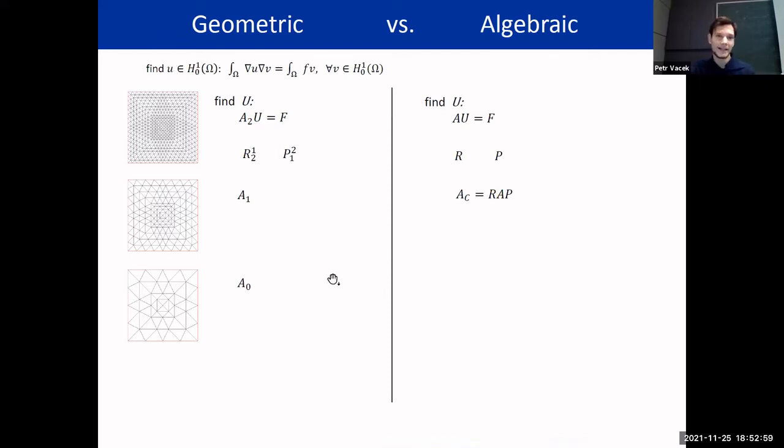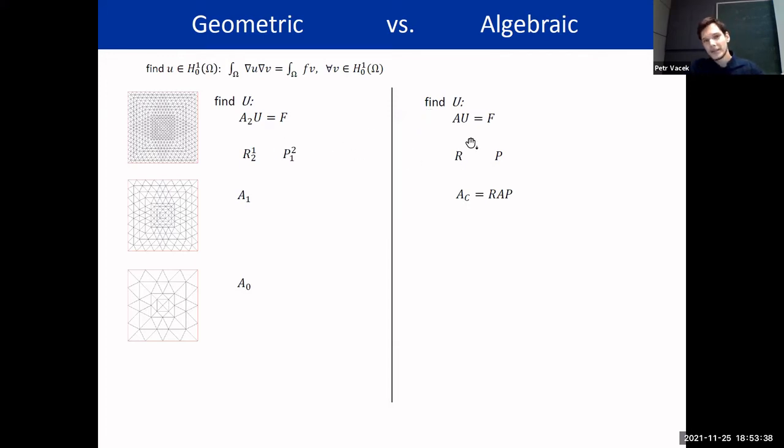Okay, now as an aside, I will explain the difference between geometric and algebraic multigrid. So in the geometric multigrid, we have a continuous problem, and we discretize it on a sequence of levels. And the matrices A2, A1, and A0 correspond to the discretization of the problem. And the restriction and prolongation operators between the levels are defined using the finite element scheme. So there is a notion of geometry.